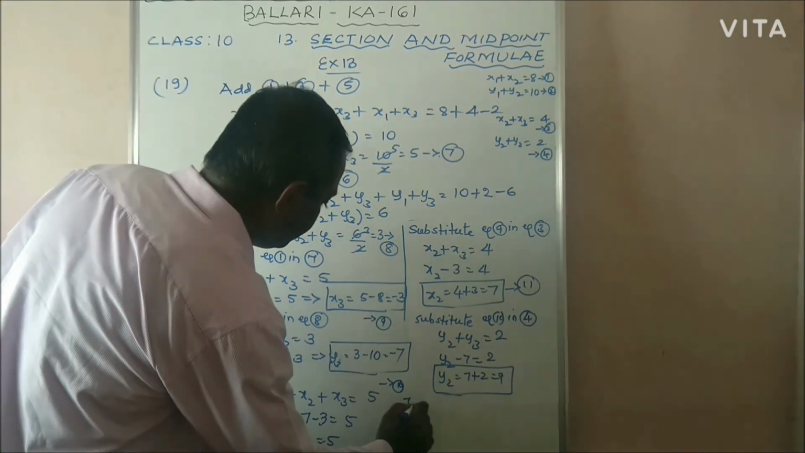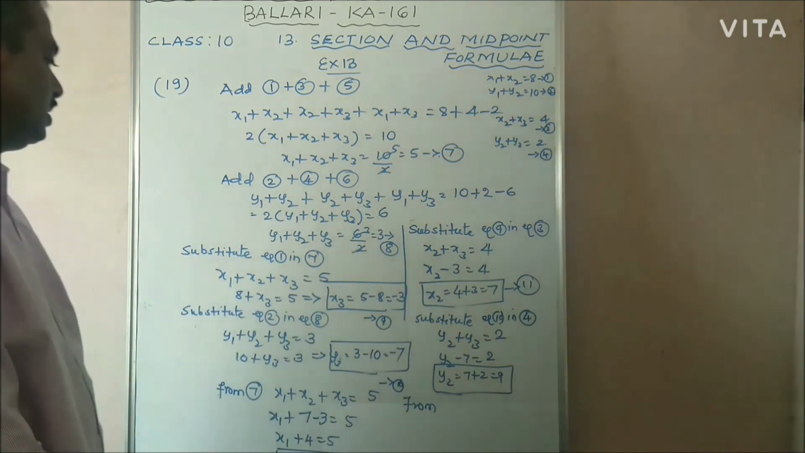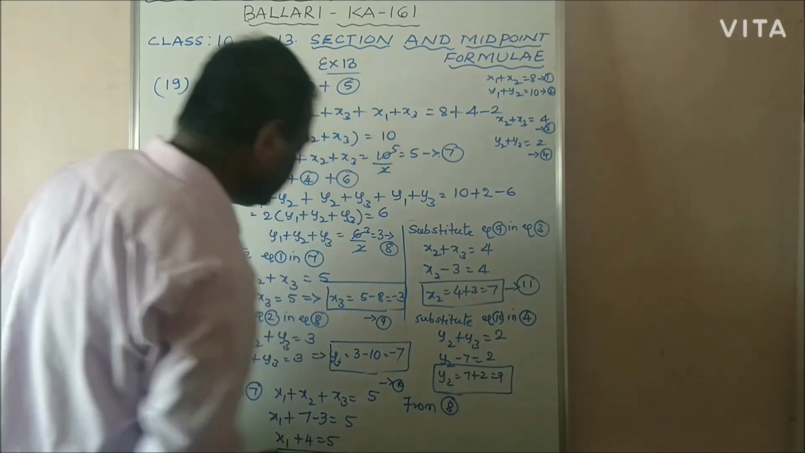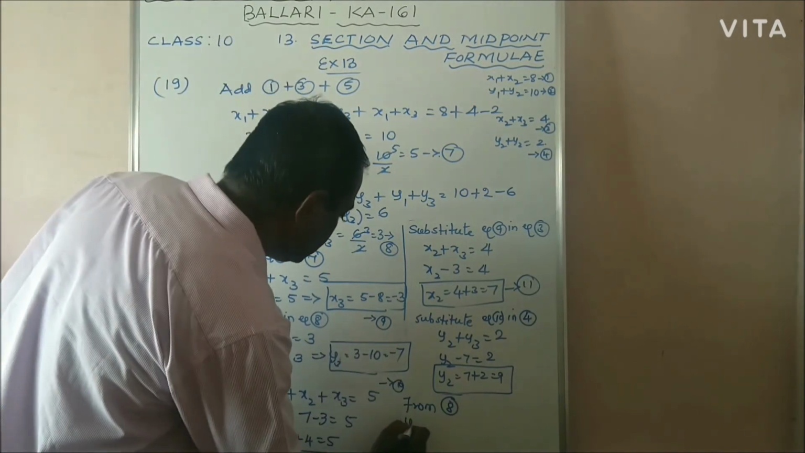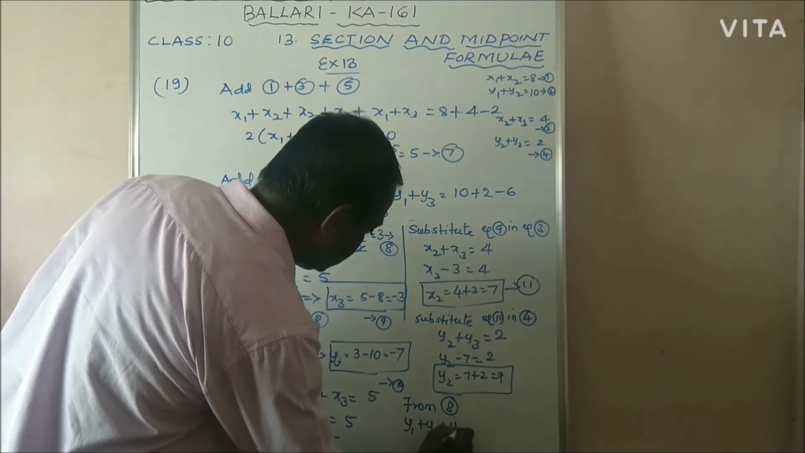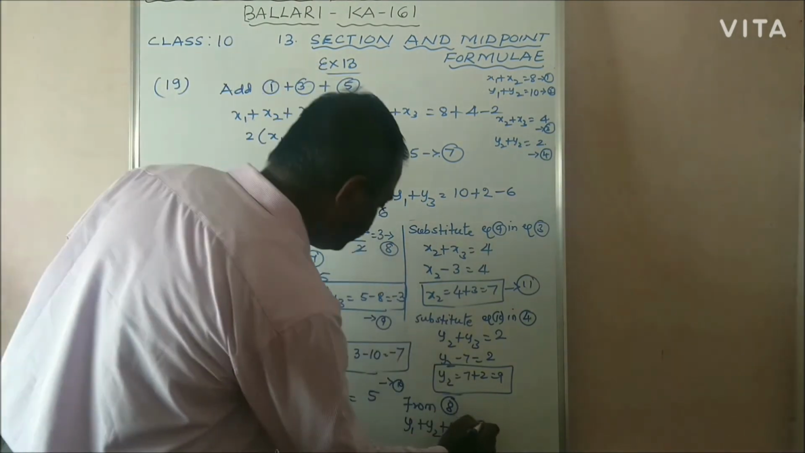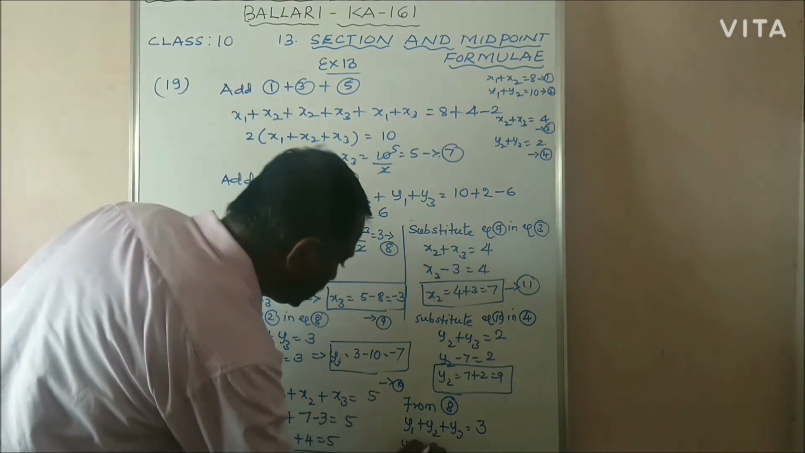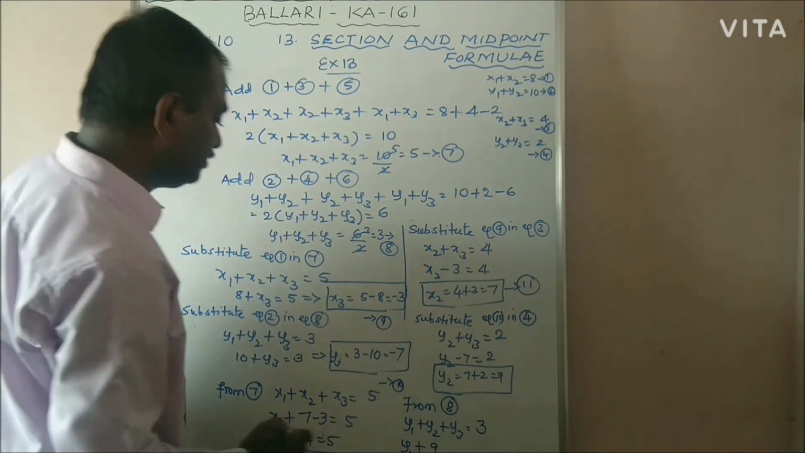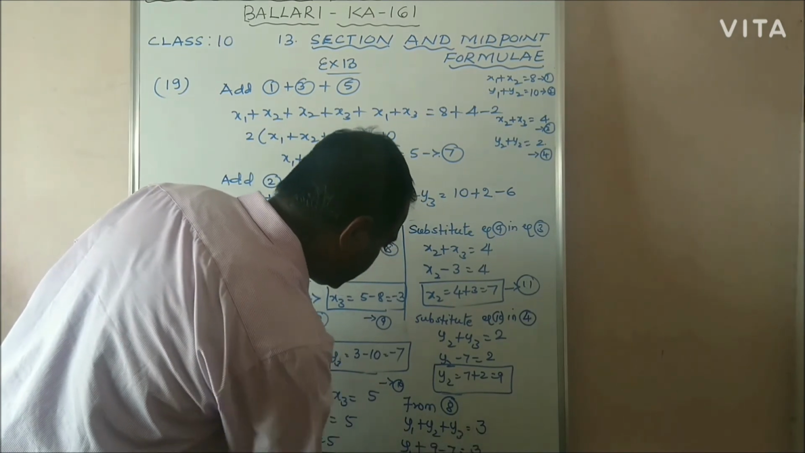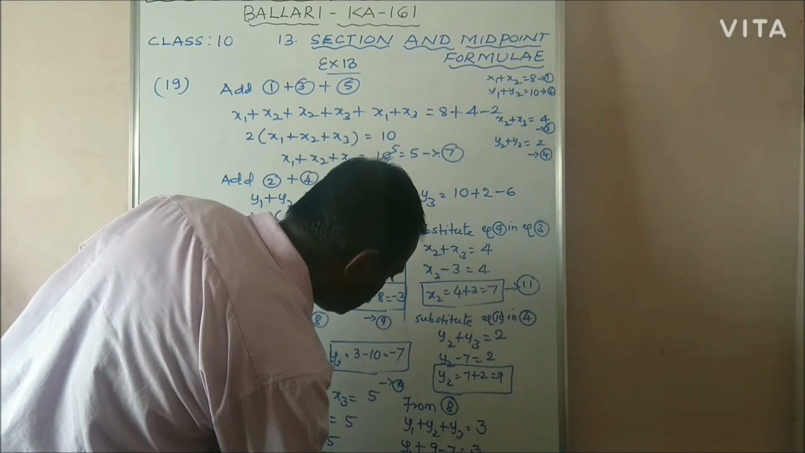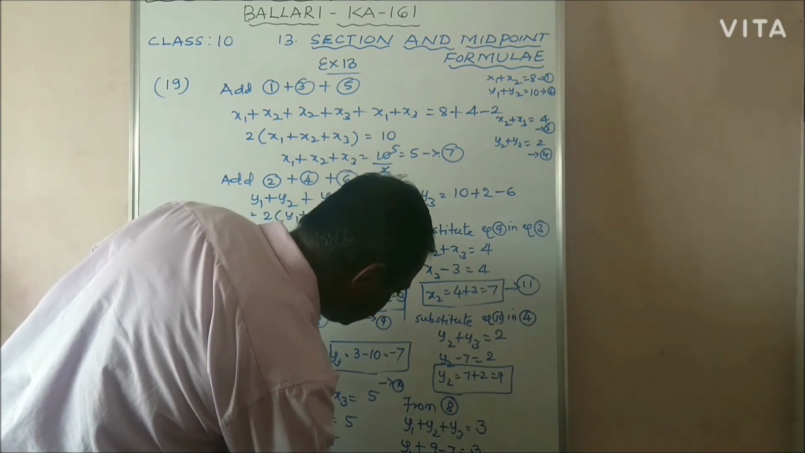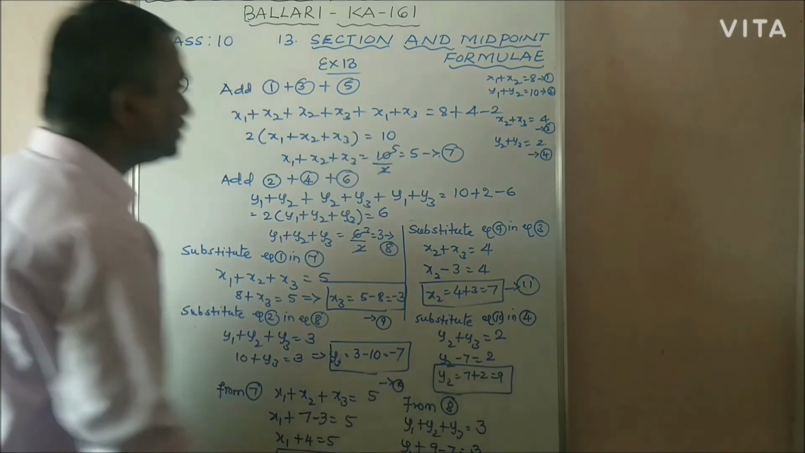Similarly, from equation number 8, what is the equation? y1 plus y2 plus y3 is equal to 3. Substitute the values. y1 as it is. y2, how much did you get? 9. y3, how much did you get? Minus 7, is equal to 3. y1 plus 2 is equal to 3. y1 is equal to 3 minus 2, 1. We got all the values.